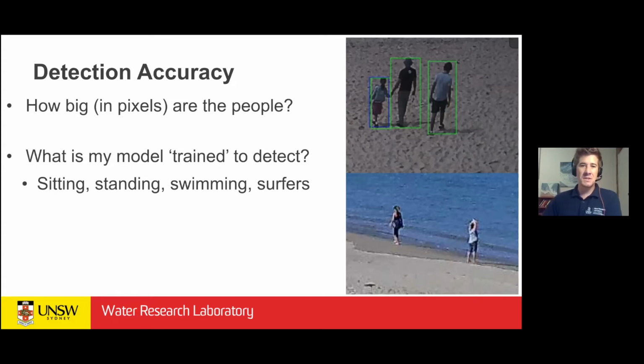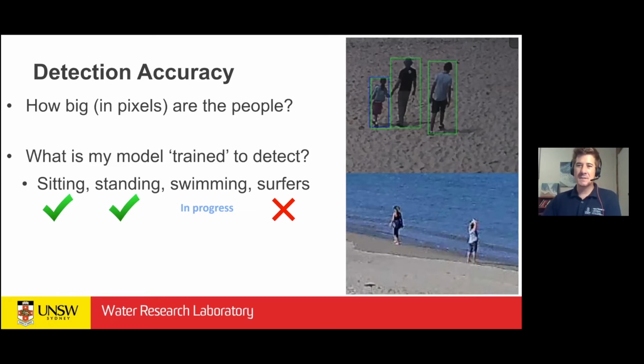The other thing is, what is your model trained to detect? There are a lot of models out there that already exist that are good at counting people when they're walking on the street. You do need to tweak these kinds of models to pick up people that are sitting or sunbaking on the beach. The models that I'm using can count people on the dry beach, but people in the water is a lot more difficult.